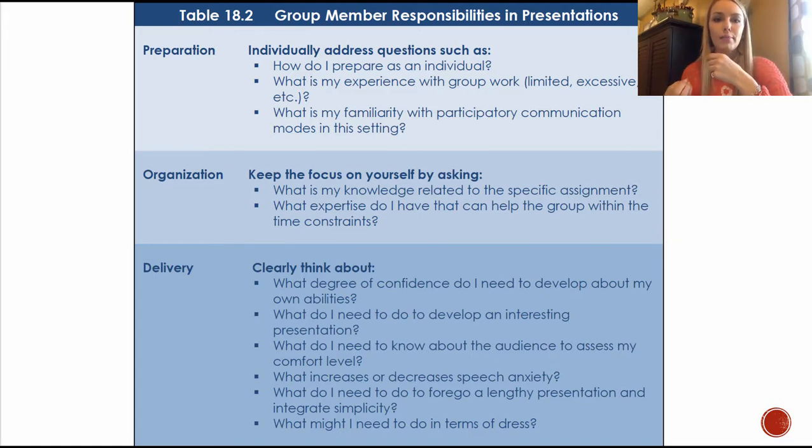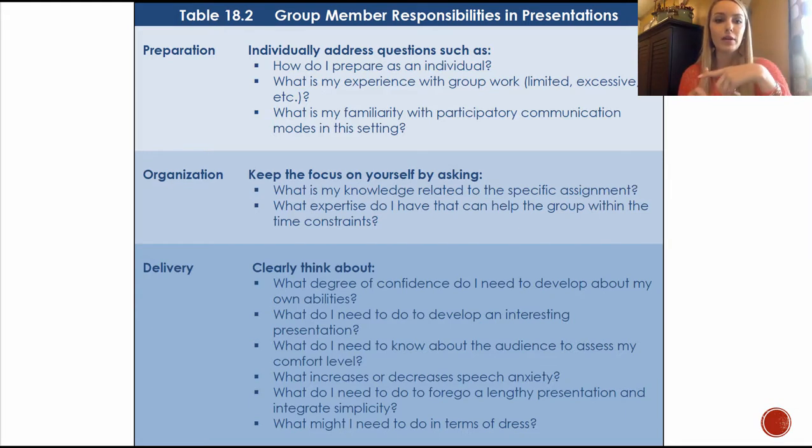So as a group member, you all have responsibilities. Remember, we're all trying to avoid being social loafers. So think about in the preparation stage, how do I prepare as an individual? What do I need to bring to the group? What do I need to bring to each respective group meeting? What do I need to communicate to the group? What is my experience with group work? Am I very good at group work? Do I know how to tackle group work in a specific time period with how many group members you have?